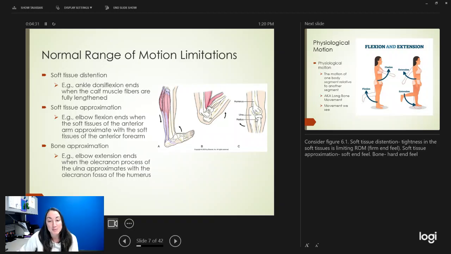With bone approximation, the best example of that is with your elbow extending. There's two bones there that are blocking the movement, and it is a hard end feel, a hard stop. You just can't go past it because the bones are in the way.